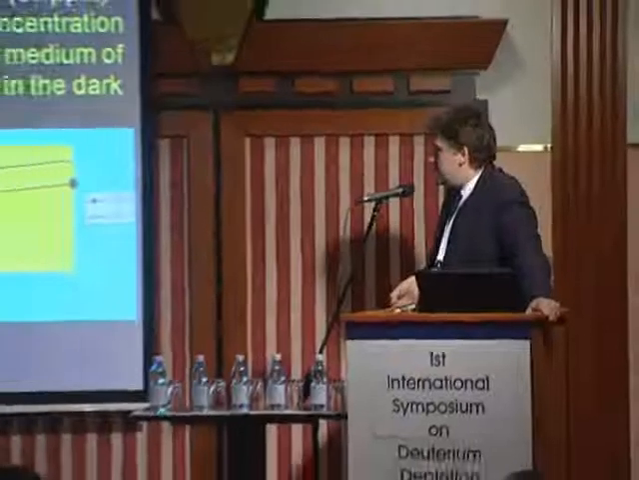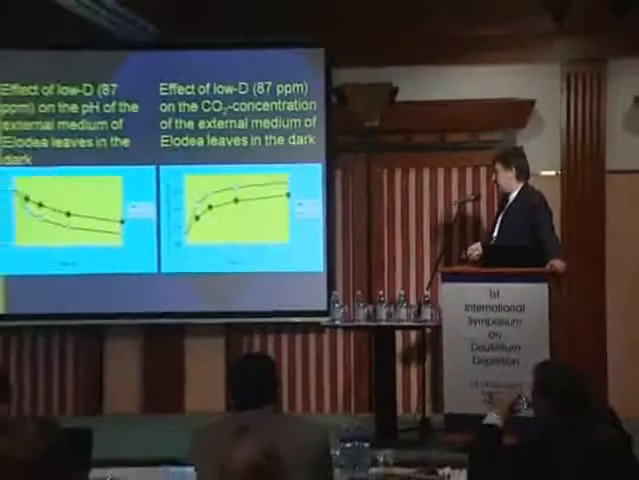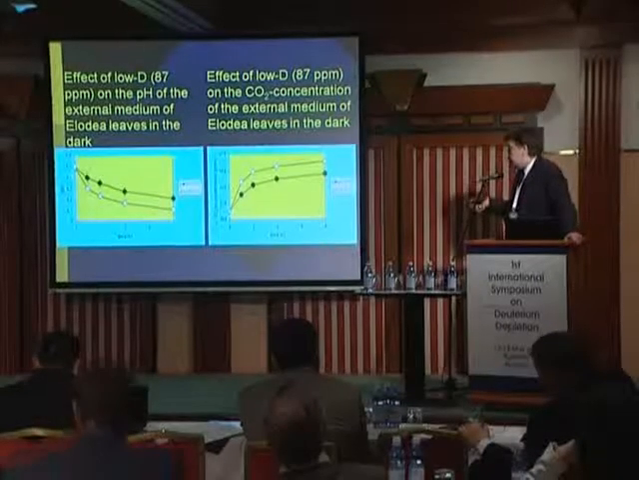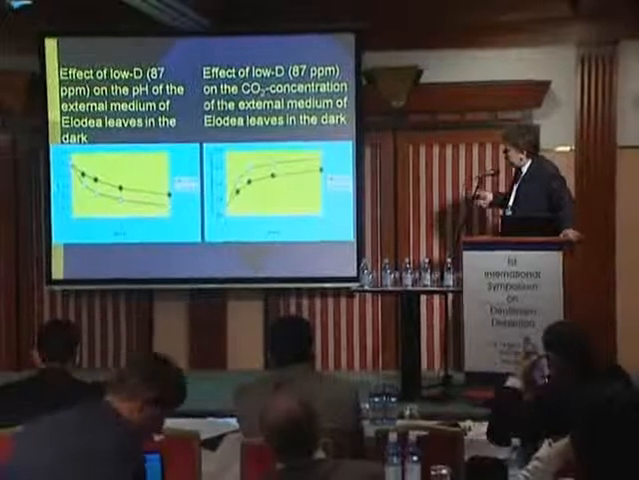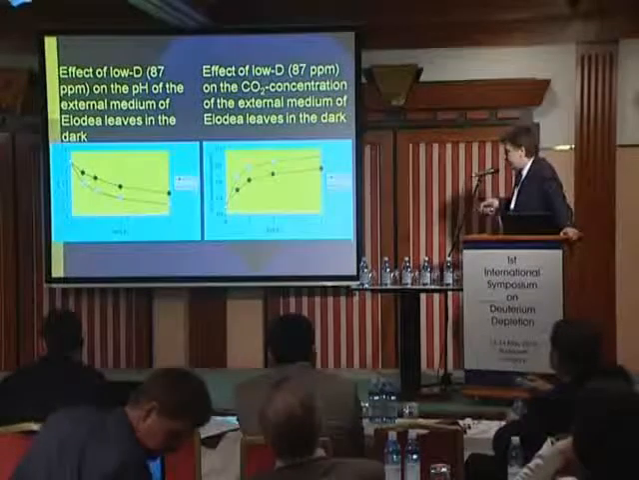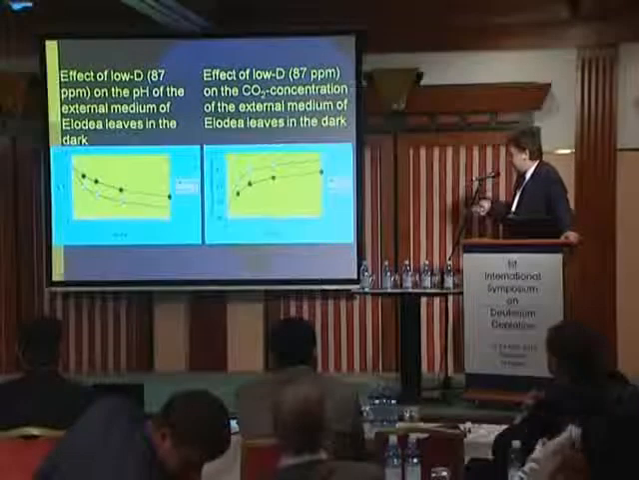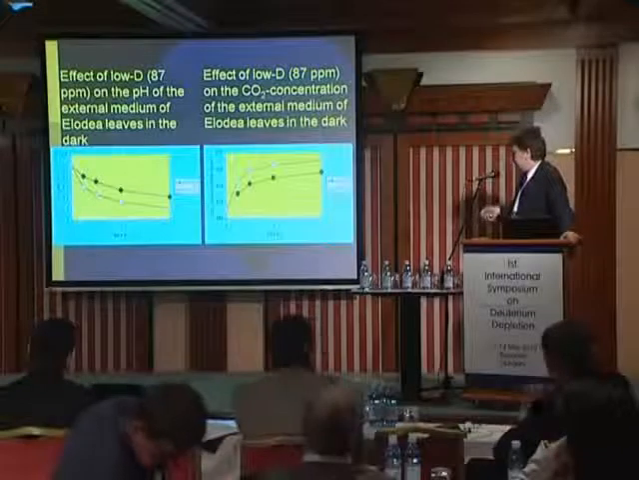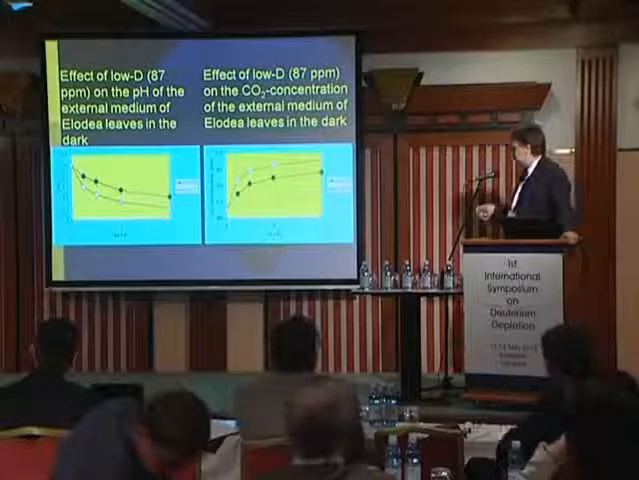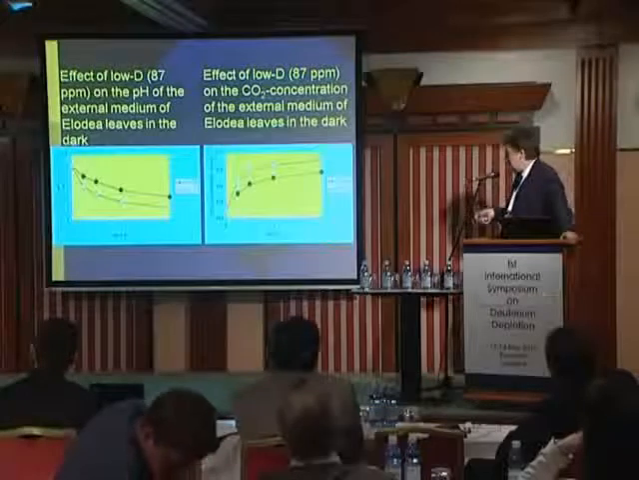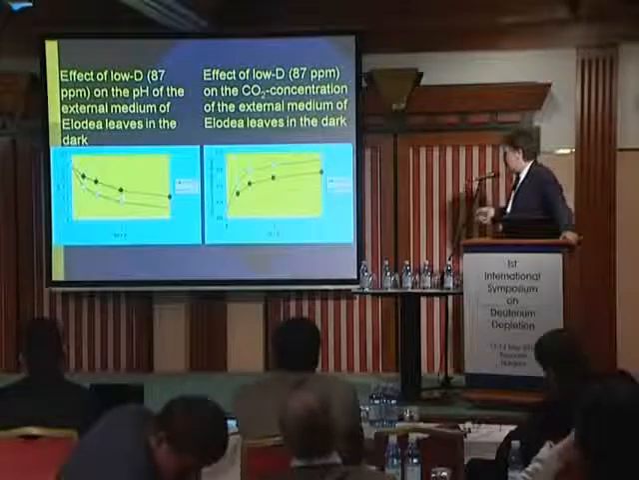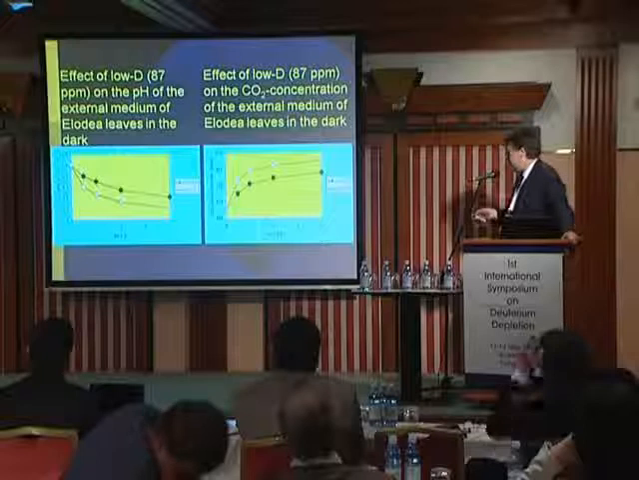And when we did the experiment in the dark, so that the plants could only respire, then the normal plants exhibited a decrease in the pH, which was a little bit accelerated in low deuterium water, but the acceleration also happened in the first half an hour. And the associated carbon dioxide measurements showed that this decrease in the pH correlated well with an increase in carbon dioxide content of the water, presumably because of the stimulated respiration.